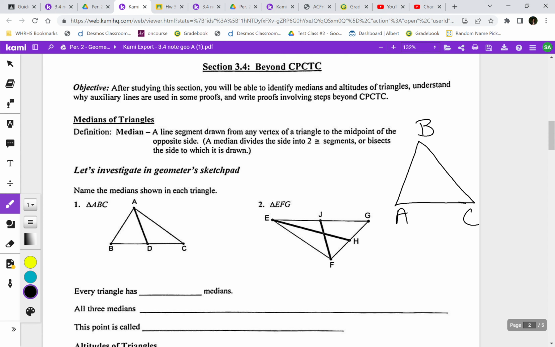So A is a vertex. It's the corners. The vertices are the corners. So A is a vertex. B is a vertex. C is a vertex. No matter what kind of triangle I give you, how many vertices will it have? 3. So what a median does, it has to start at a vertex. So it's going to pick a vertex. Let's say I start at vertex B. It's going to go to the opposite side, and it's going to split that opposite side into 2 equal parts.